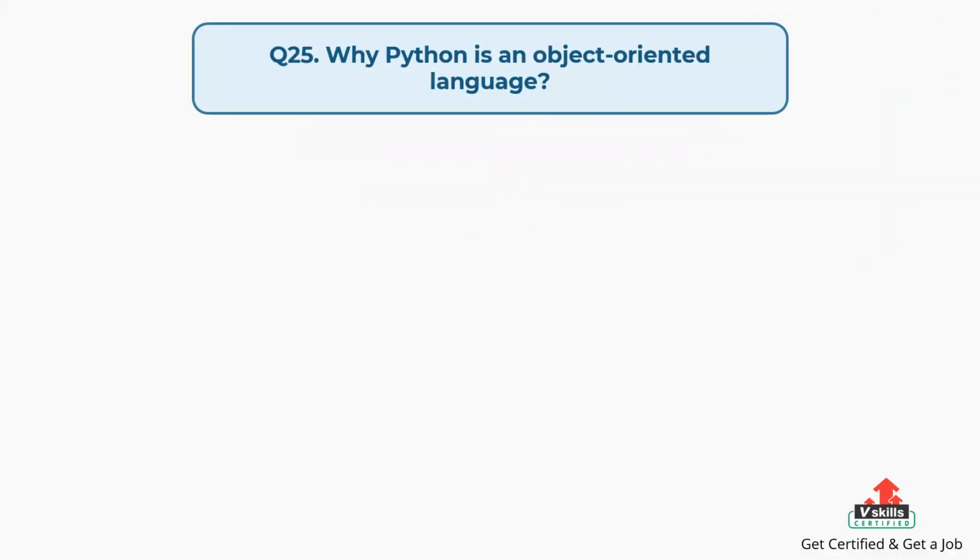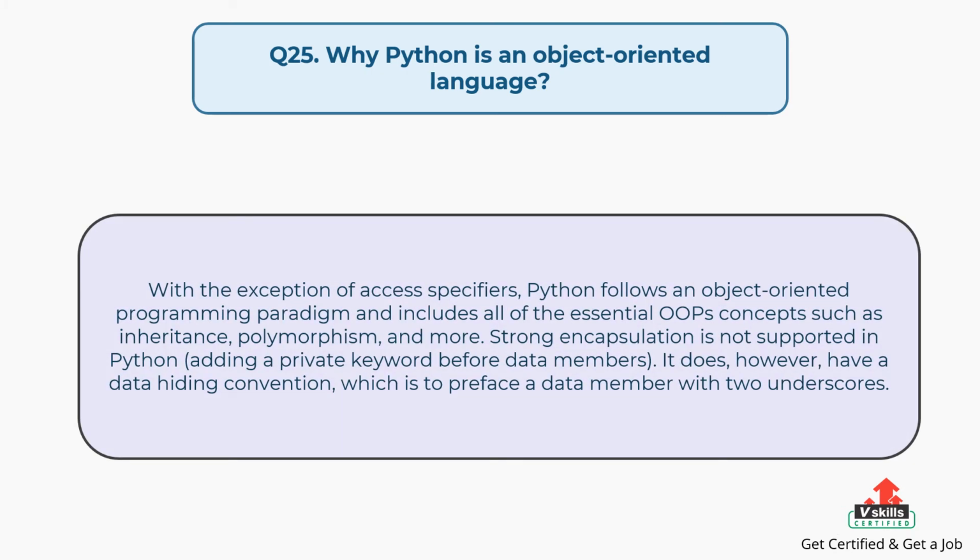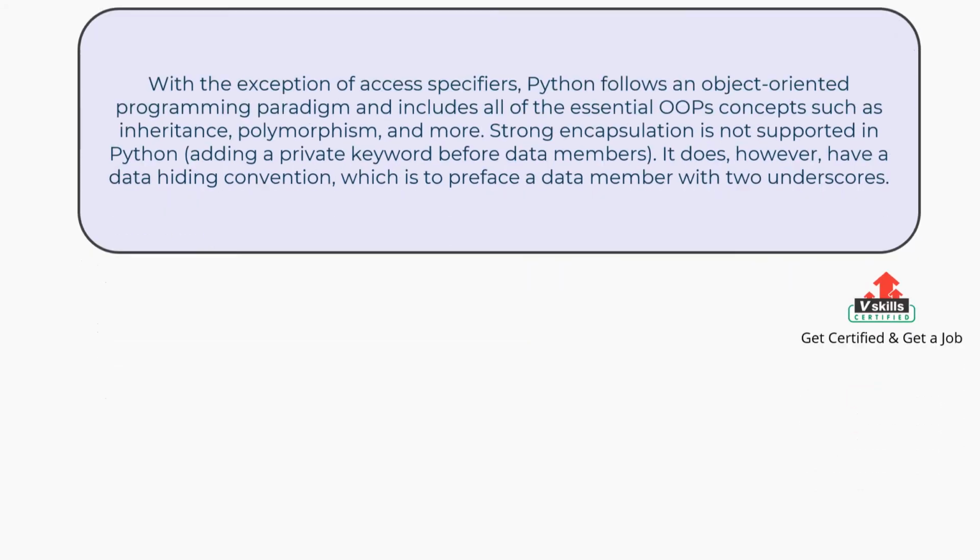Question number 25. Why is Python an object-oriented language? The answer is: with the exception of access specifiers, Python follows an object-oriented programming paradigm and includes all of the essential OOPS concepts such as inheritance, polymorphism, and more. Strong encapsulation is not supported in Python, as there is no private keyword before data members. It does, however, have a data hiding convention, which is to preface a data member with 2 underscores.